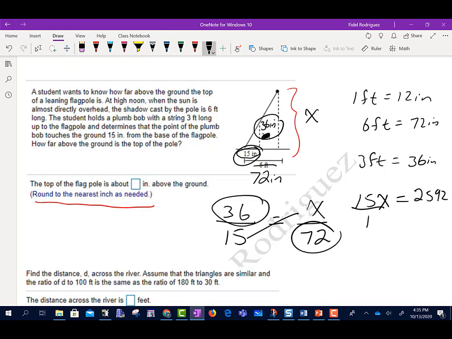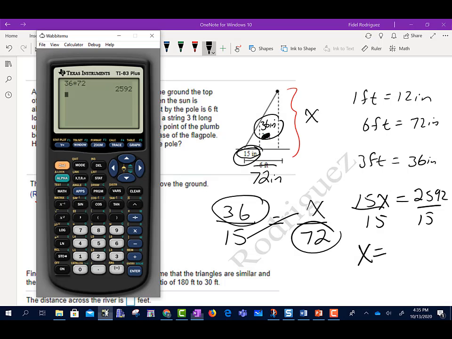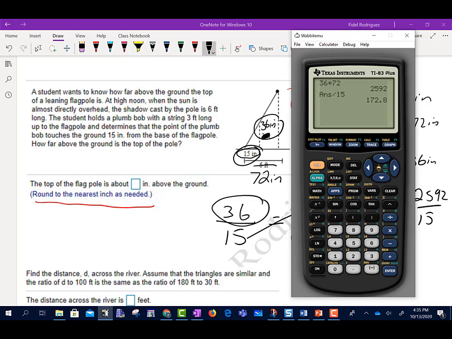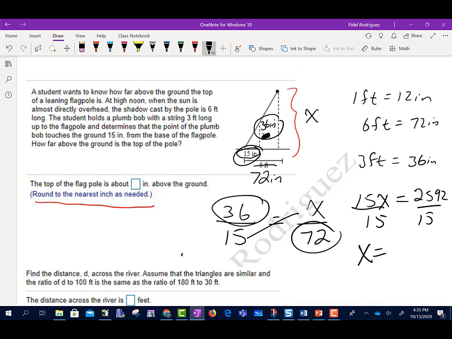Okay. And then we're going to divide both sides by 15. And I want you to notice that we're coming up with 172.8. So right here I'm going to write 172.8 inches. And the directions tell me to round to the nearest inch. So they're just asking me to round to the nearest whole number. So the nearest whole number would be 173, right?